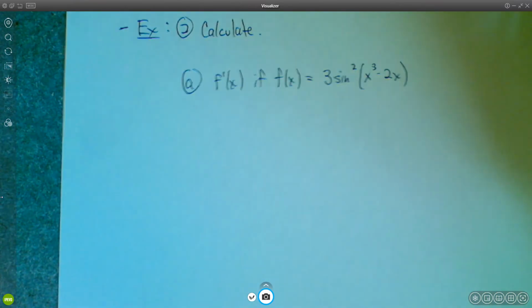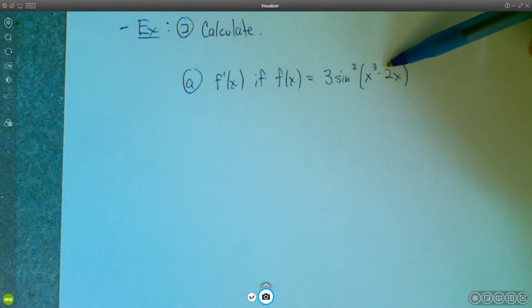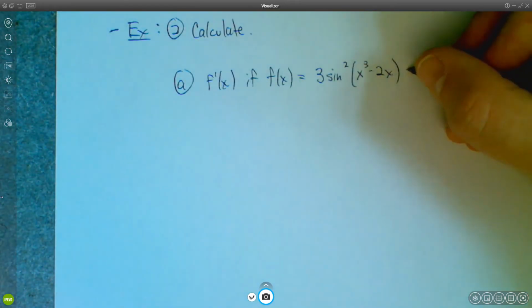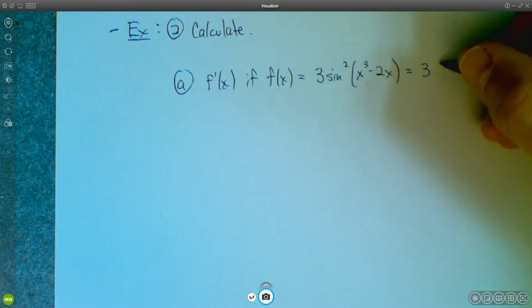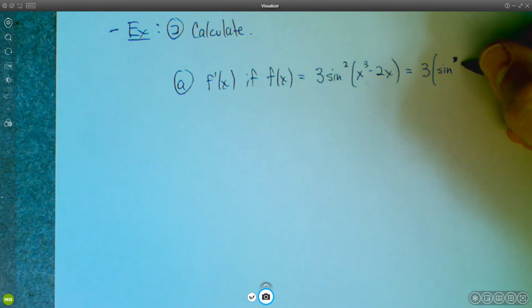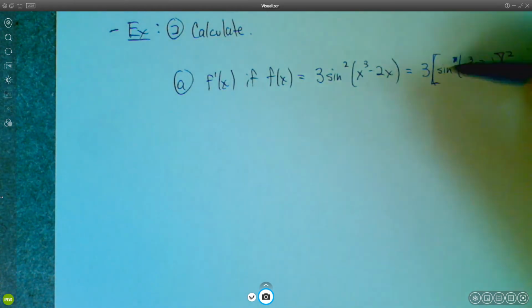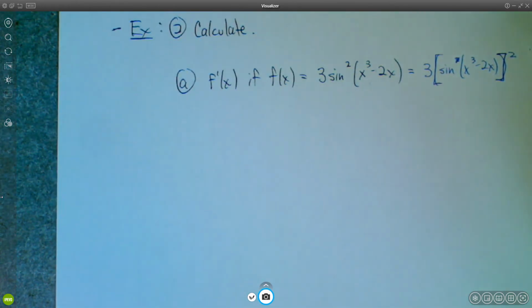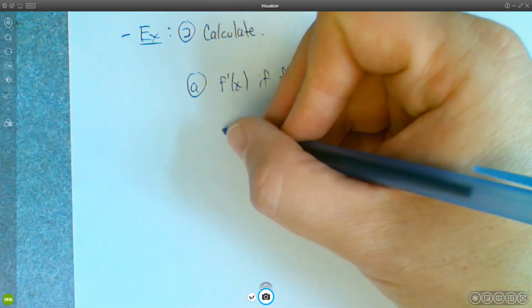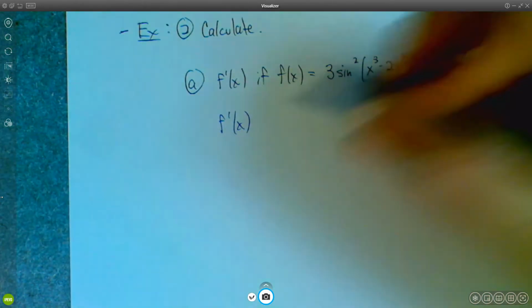But you'll notice that we have a composition of 3 functions, right? So the innermost function is this one, and then the middle function is the sine function, and then the outermost function is the square function. And it's probably easier to see that if you actually write it like this. This is 3 times sine of x cubed minus 2x, squared, right? So the outer function is the square function, and then the middle function is sine, and the innermost function is x cubed minus 2x.